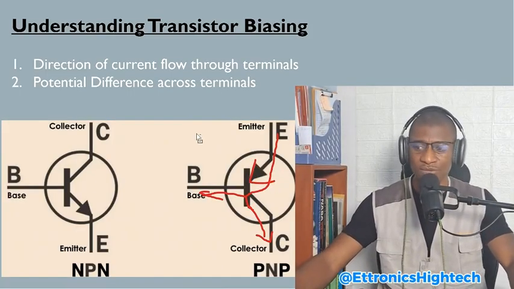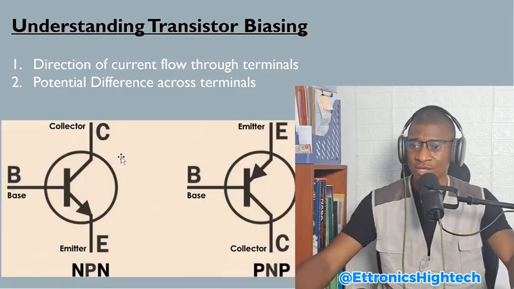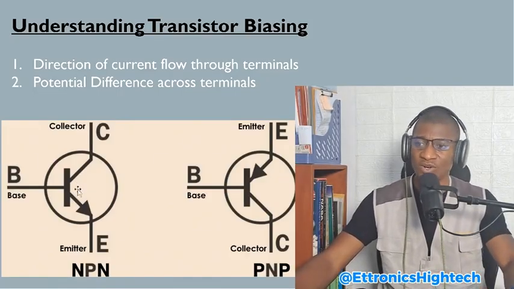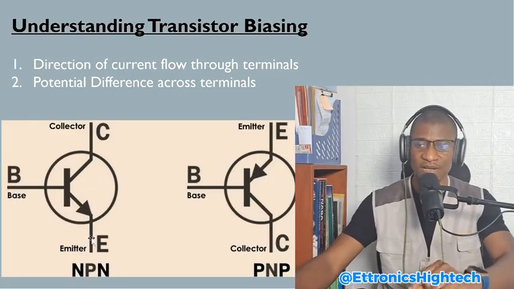Now the second thing you need to know is potential drop across terminals. So now we've known that for an NPN transistor, current flows from the collector down to the emitter and also from the base down to the emitter.